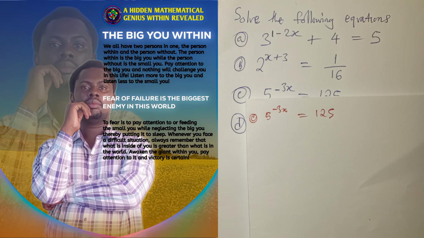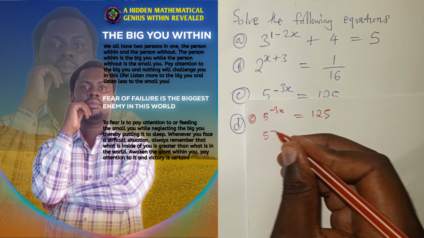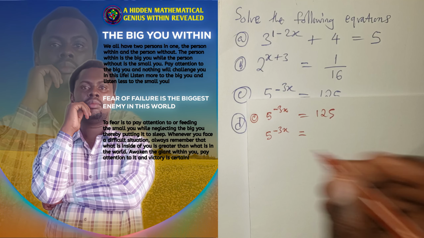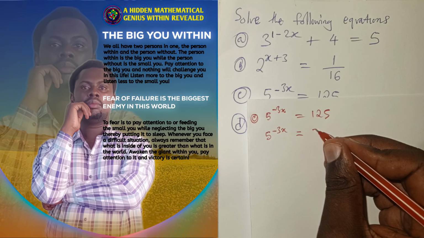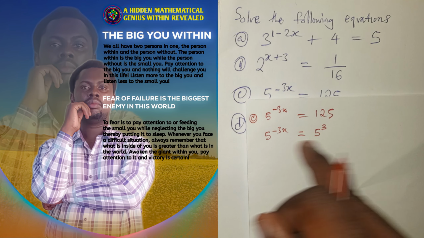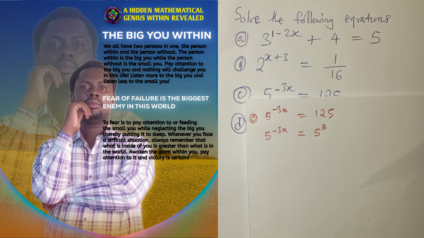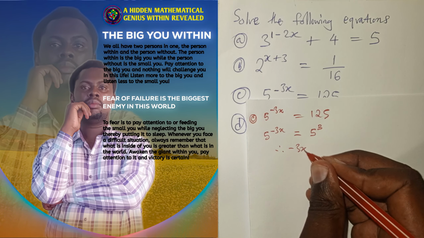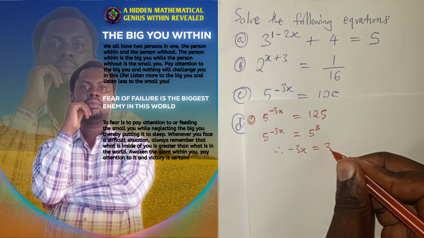How many times can we multiply 5 to get 125? Yes, 3. So where there is 125, we are going to have 5 to the power 3. So 5 to the power minus 3x is equal to 5 to the power 3. Again, we can see that there's an equal sign there. The two terms are equal. We have same bases, so even the powers must be equal. So we say therefore minus 3x is equal to 3.